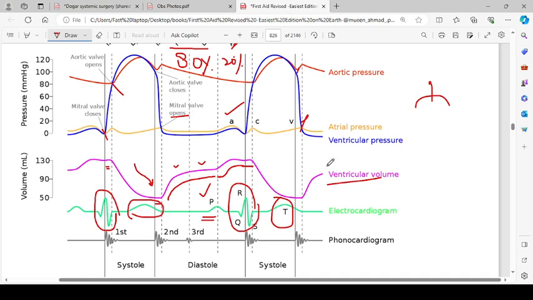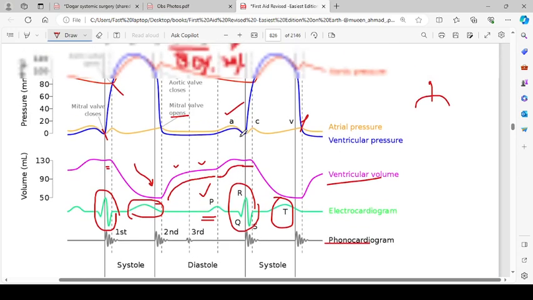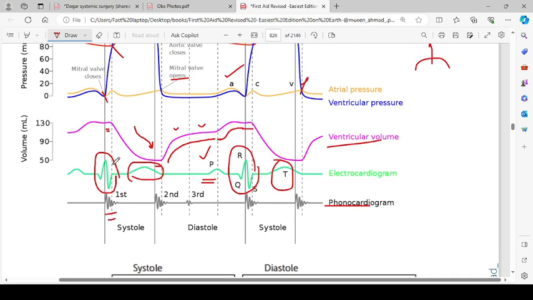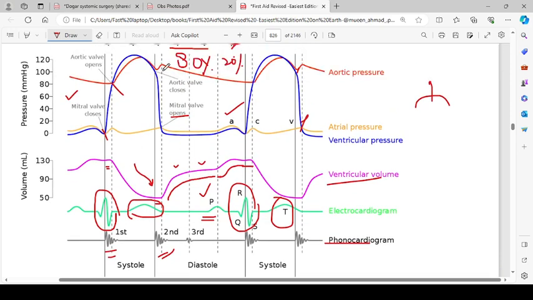Then the sounds, the phonocardiogram. You know that when the tricuspid and mitral valves close, we have the S1 sound. So this is the first sound, when the mitral valve is closing. Then the S2 sound comes when the aortic valve closes, at this point. So this is the second heart sound. Then the third sound is a pathologic sound. They haven't mentioned the fourth sound in this diagram. If they had, it would come somewhat over here.